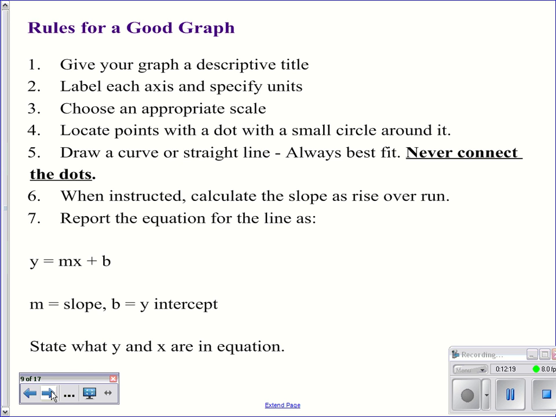Choose an appropriate scale. You cannot use the little lightning bolt thing that shows that you're skipping data points that I know you guys have done in math before. So you have to show each and every one of those increments properly.